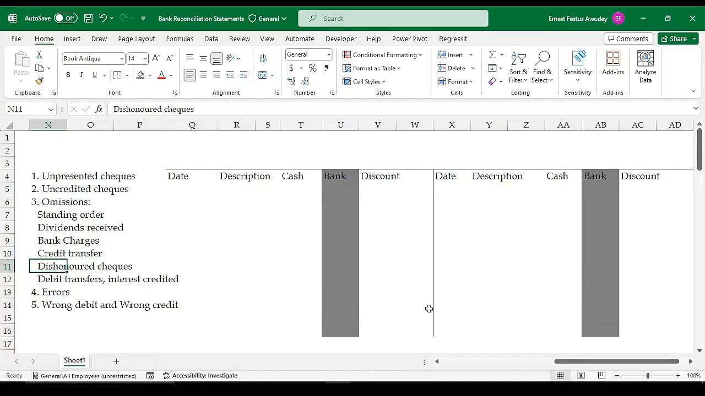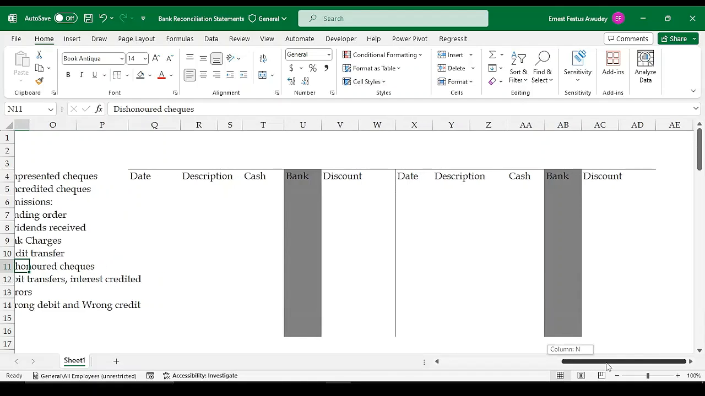Now, usually there are reasons for checks being dishonored. One is a stale check, that is, it becomes out of date after it has been drawn. The signature on the check is incorrect or does not match that of the customer's signature. The amount written in words does not agree with the one in figures, and all that. Those are some of the reasons why a check may be dishonored.